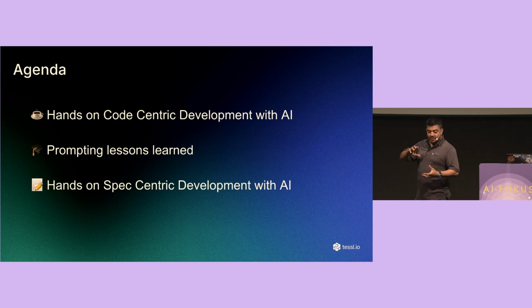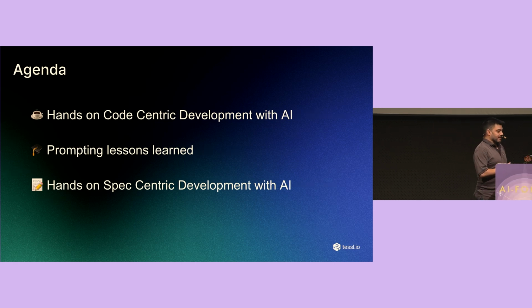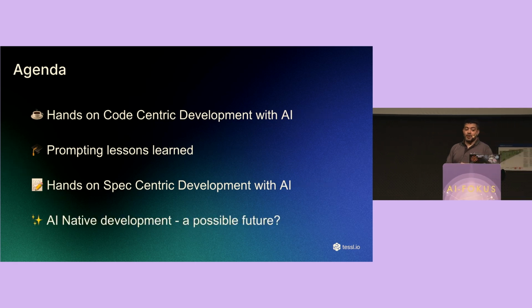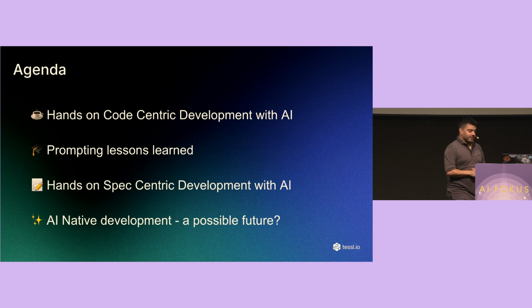Then we're going to jump into spec-centric development with AI. So we're going to look at how we flip the tables a little bit and say, what if we don't work on code, rather, but we actually work on specifications? What does that world look like, and how valid is it today? And then we're going to look at what this future could look like, what it unlocks for us, and what it means to us as developers as well.